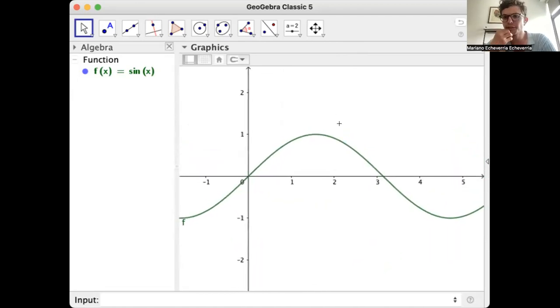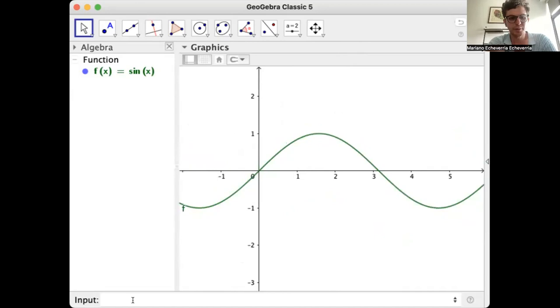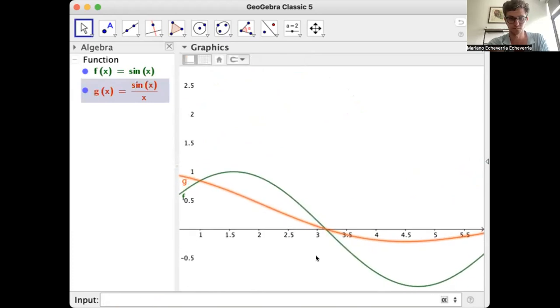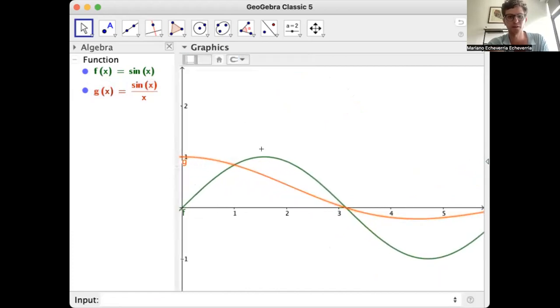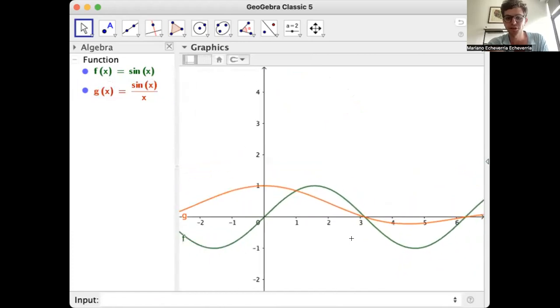But now let's compare this with something different. I'm going to take the same function, sine of x. Well, it should be sine of theta, but again, in GeoGebra the variable always has to be x. So instead of taking sine of x, I'm going to divide that by x. So now you have the one that you see in orange. And what's happening with this function?